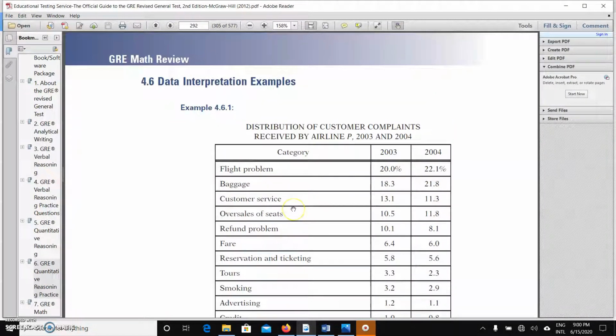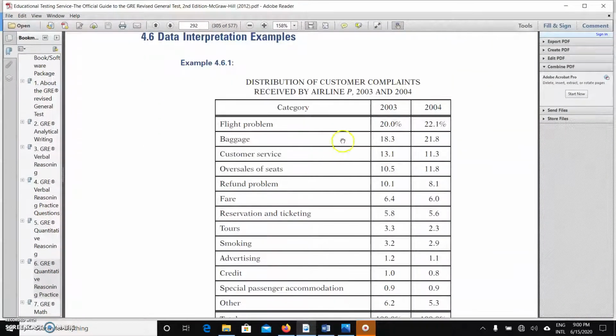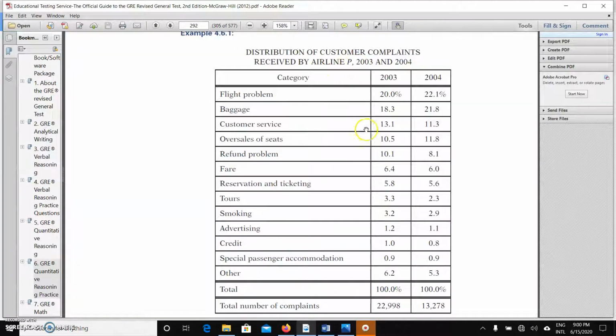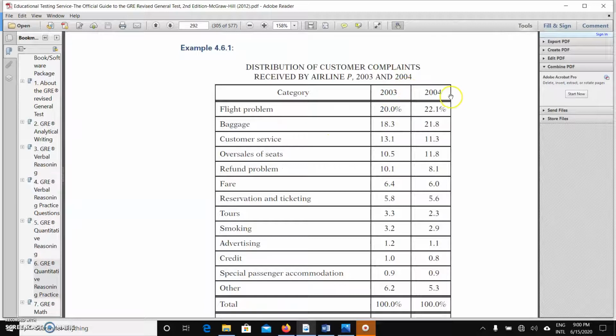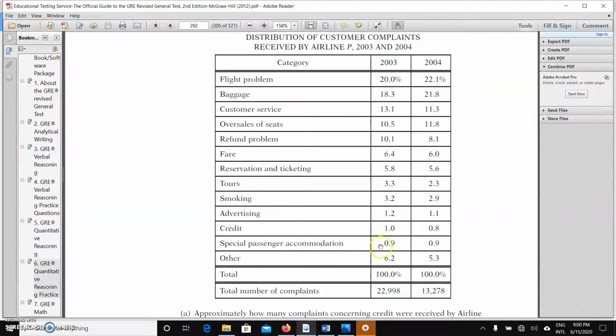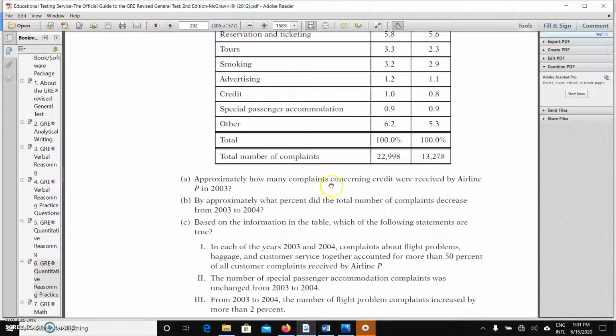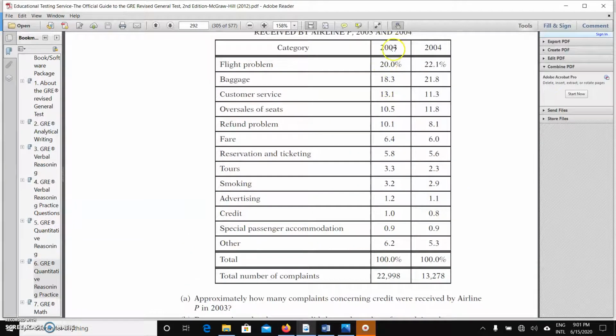Let's move on to this distribution of customer complaints received by airlines. These are the complaints for 2003, 2004. Category of complaints. You check through, you get to understand better. Now, this is the question. Approximately how many complaints concerning credit were received by airline P in 2003? So let's look at this credit. This represents 2003, right?